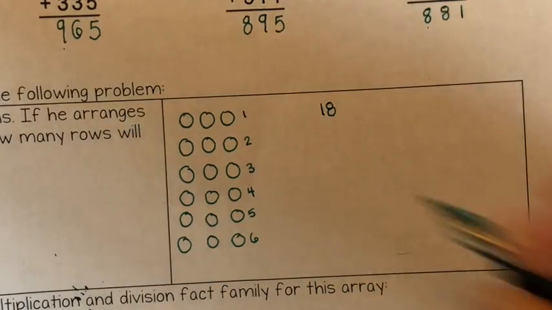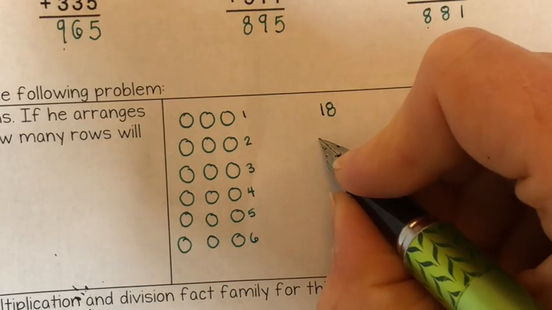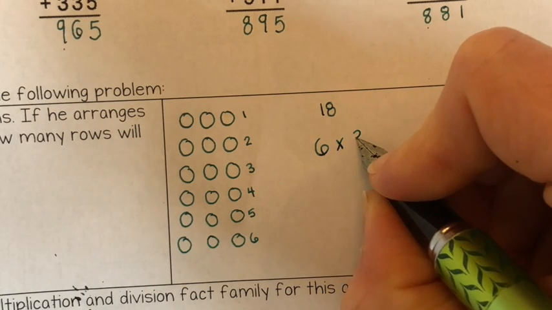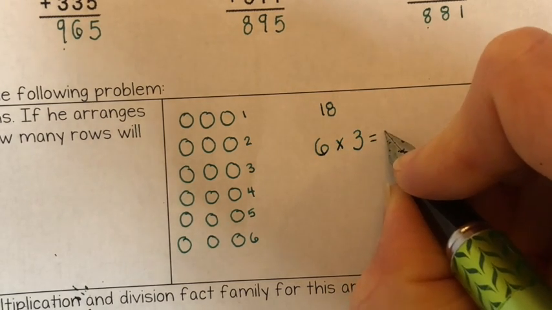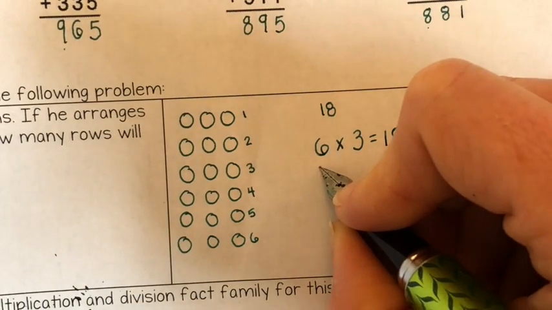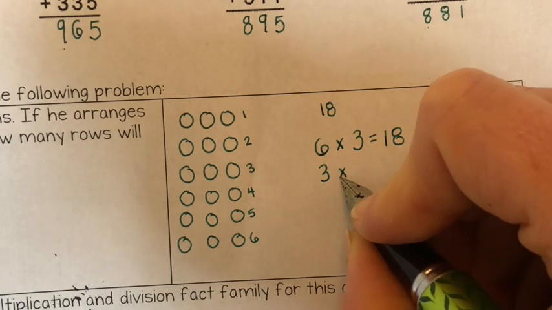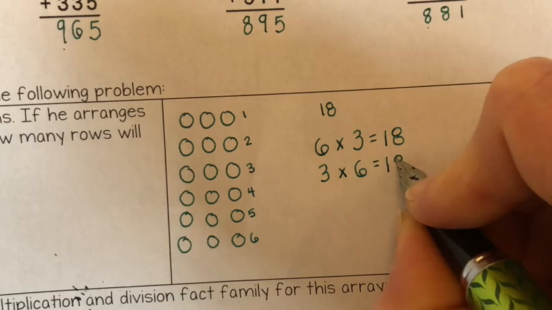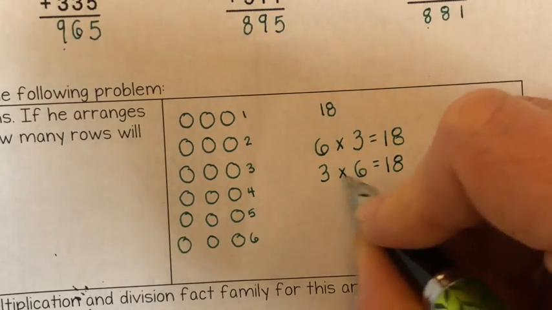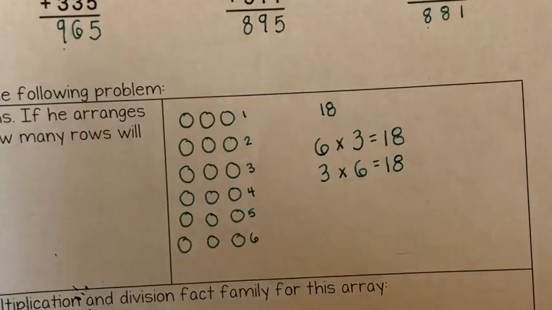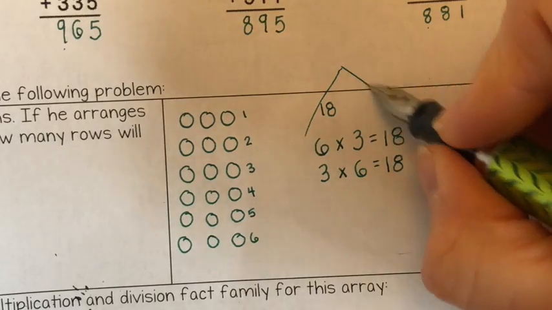Okay, so let's do it. 6 groups of 3 is 18. 3 groups of 6 is 18. Remember, it doesn't matter. This is called the commutative property. Doesn't matter what order they're in, they're still 18. Now I've done my multiplication. I'm going to think of my division. So this is my fact family house.